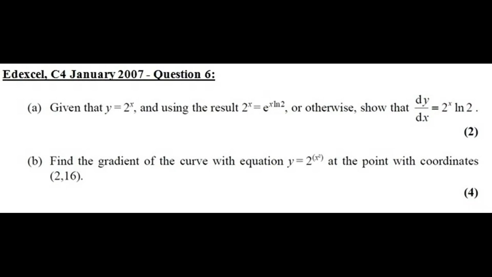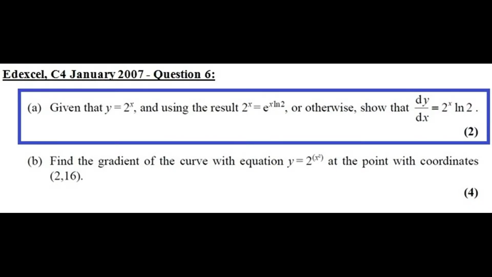So question 6 part A: given that y equals 2 to the power of x, and using the result 2 to the power of x equals e to the power x ln 2, or otherwise, show that dy over dx is equal to 2 to the power of x ln 2. So let's see how this is done. Let's get back to the paper and pen.